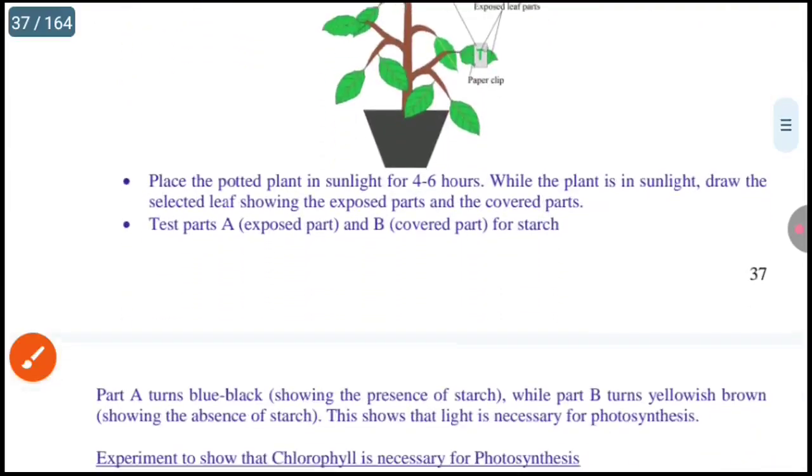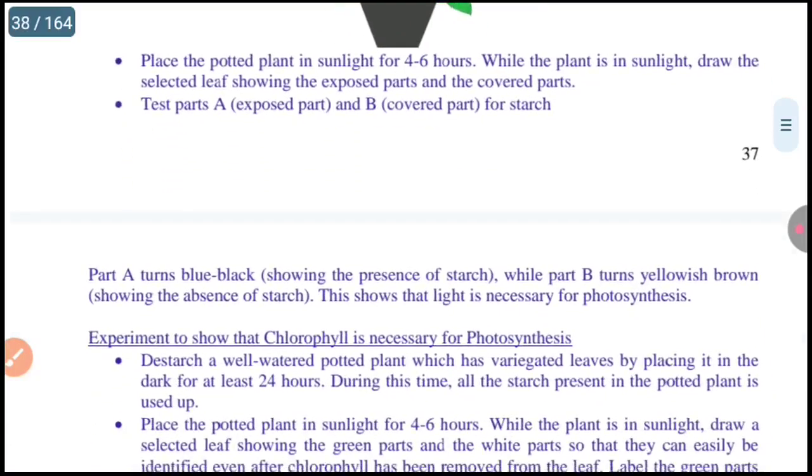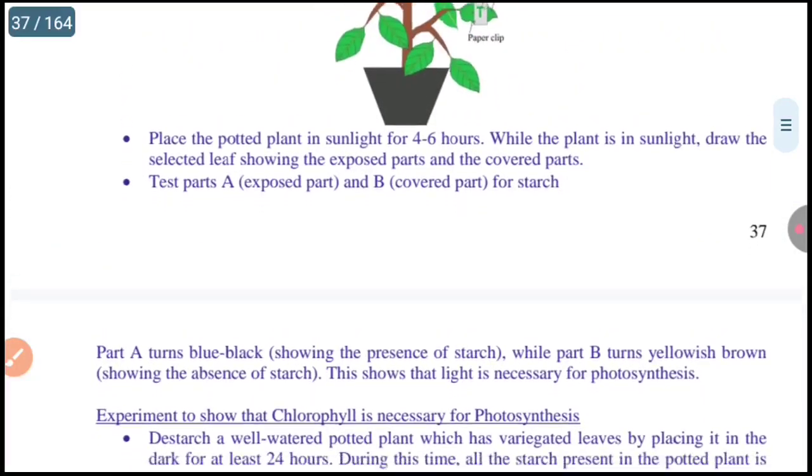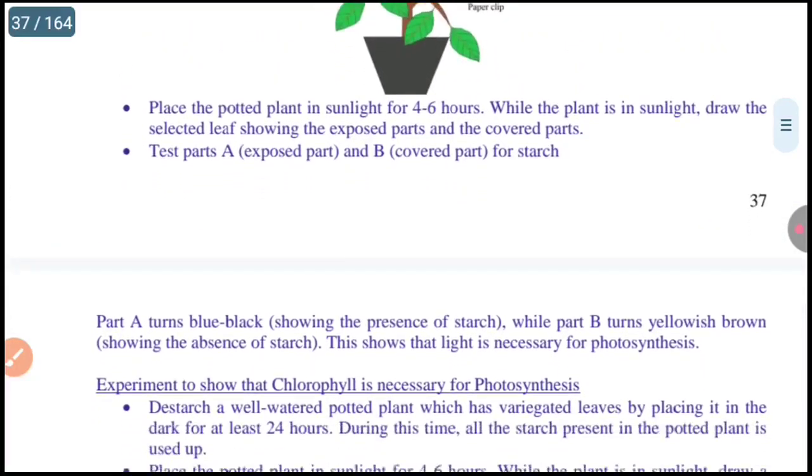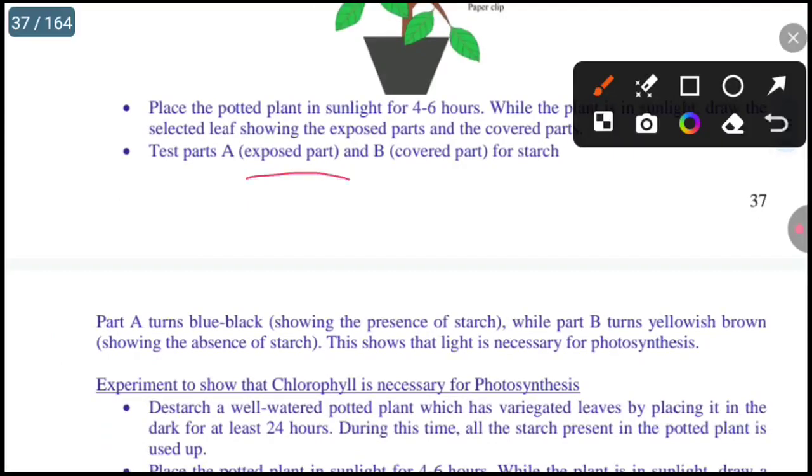Test parts A, or the exposed part, and B, the covered part, for starch. You note that part A turns blue-black, so the exposed part turns blue-black, which shows the presence of starch. While part B, which is the covered part with aluminium foil, turns yellowish-brown, showing the absence of starch. This shows that light is necessary for photosynthesis.